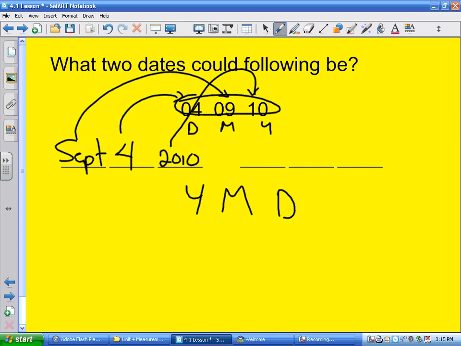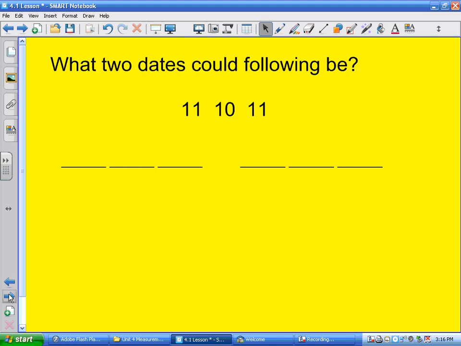So what's the other date? Come on. 10. Okay, and what month and what day? That's correct, September, and the date would be 10. So in this case there are two possibilities, but they are two completely different years, even though both are in September. What about this one? This one could have a problem too.